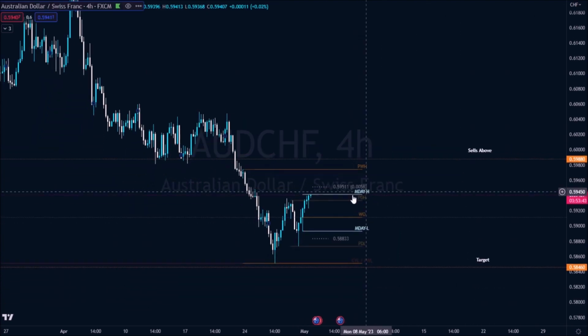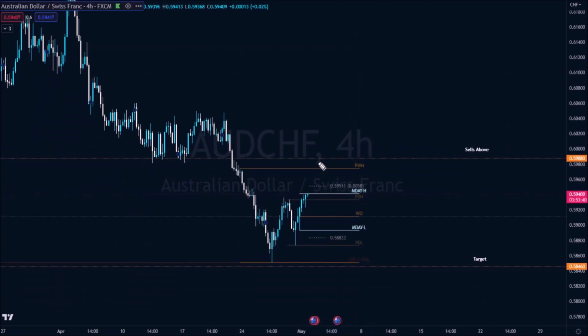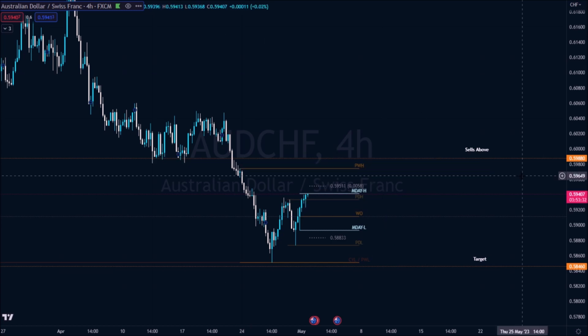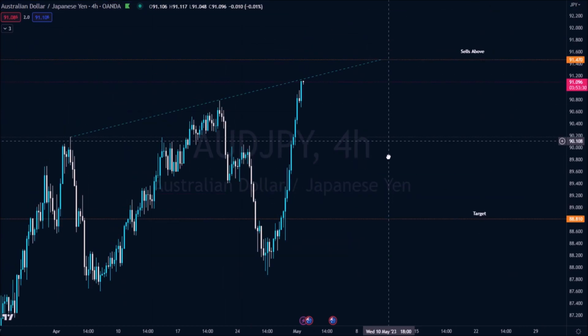Aussie Swiss, we have sales up here. We have a previous weekly high, so if we can take that straight into support, something like this, then I'll be looking to sell Aussie Swiss. Aussie Yen, looking to sell.